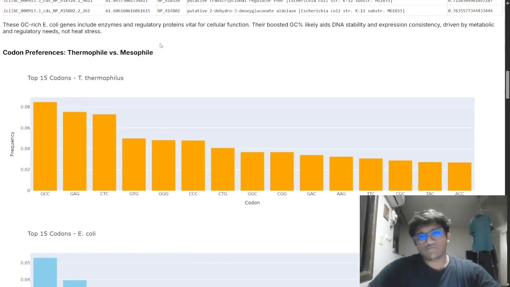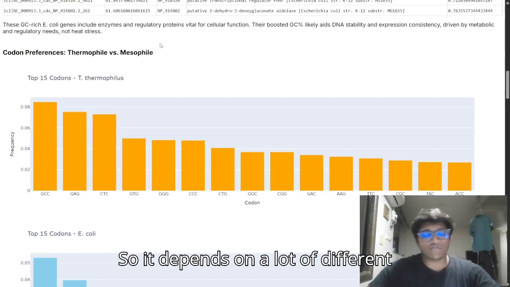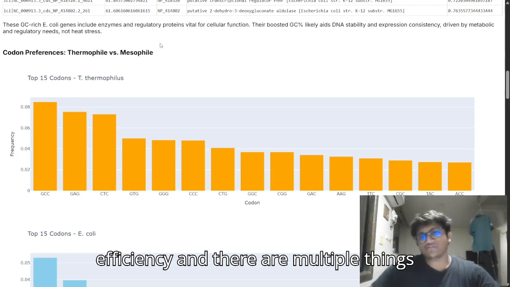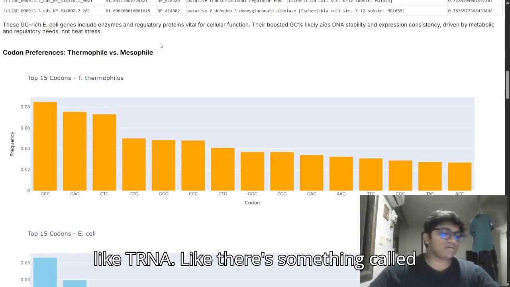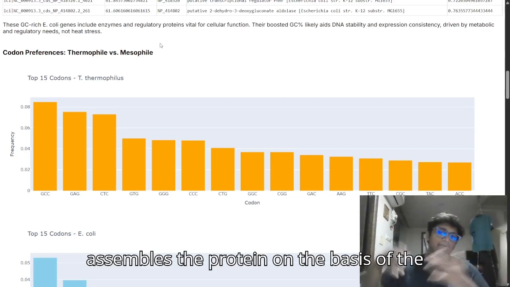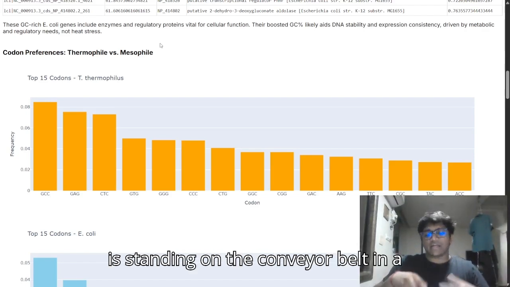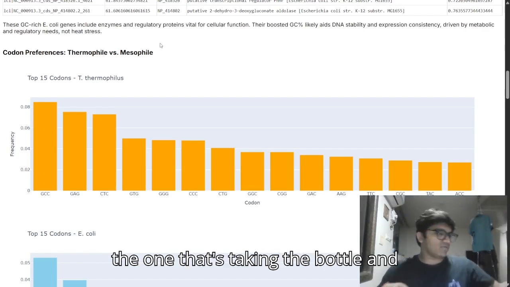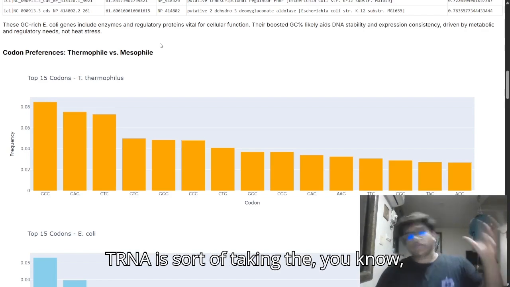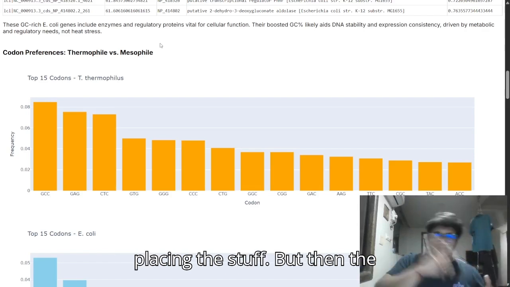So why is there a codon accent? Why can't they just have everything? It depends on a lot of different factors. Our cell is basically a factory, and factories want speed and efficiency. There are multiple things, like the tRNA pool. tRNA is basically what assembles the protein on the basis of the codons. It's like the guy standing on the conveyor belt in a food factory video, taking the bottle and packing it in. So the tRNA is reading the codon's recipe and placing the stuff.